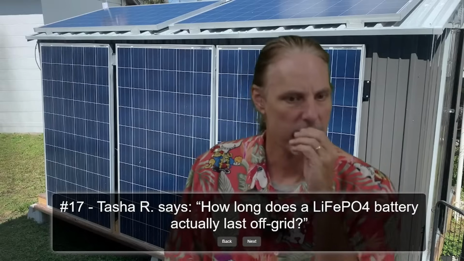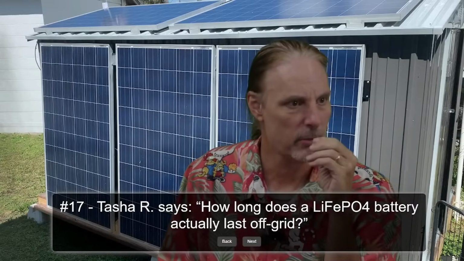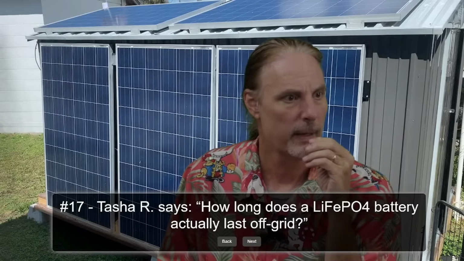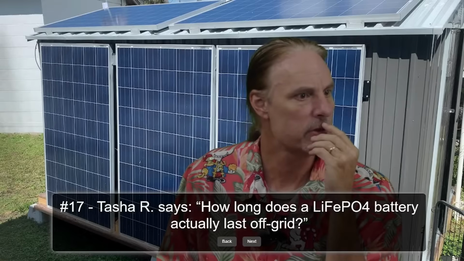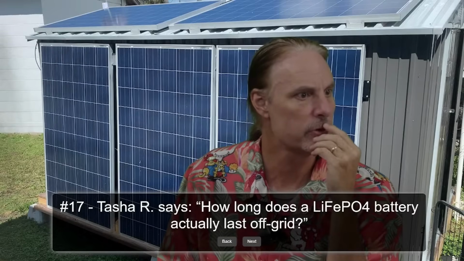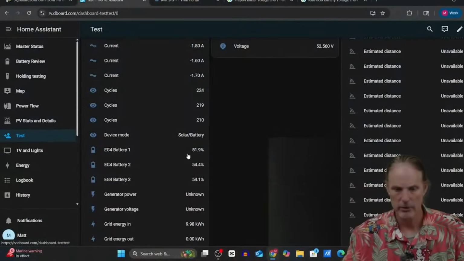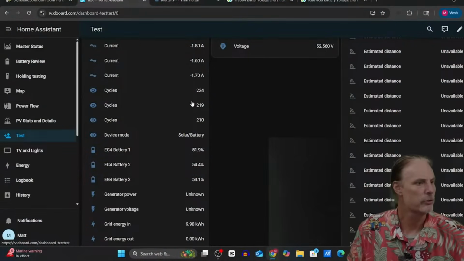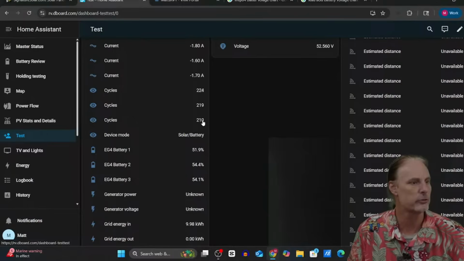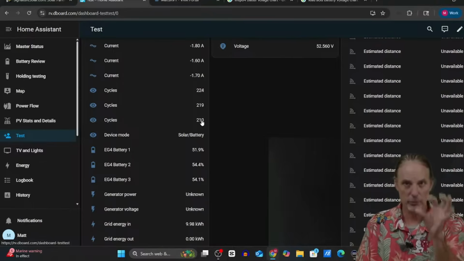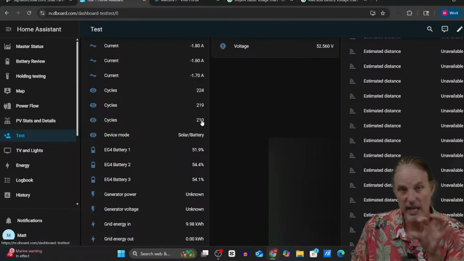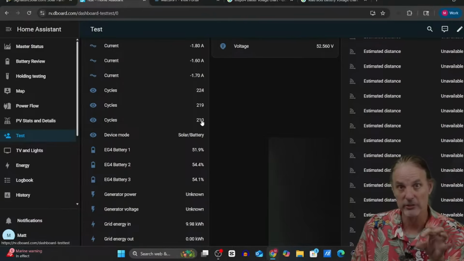I installed them last year around this time. Let me scroll down here and see if I can find the cycles. There we are. So if I switch this over to this screen, you'll see here that I got 224 cycles, 219 cycles, and 210 cycles. These 3 EG4 batteries, all running the same system, can't even agree between themselves on what a cycle is.